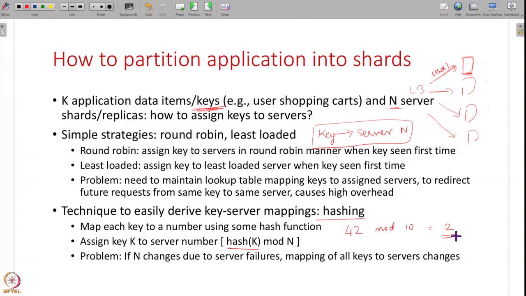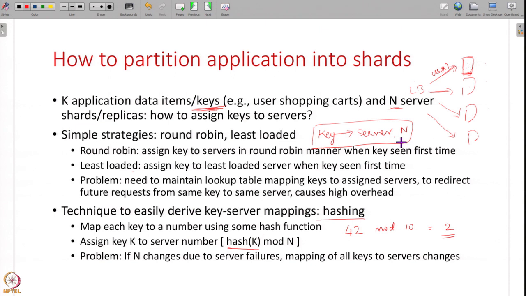In this way, given any key, you do not have to maintain any table. You can simply do this hash, do the modulo operation, and you know which server to send it to. Again, in the future, you see the same key, you do this calculation, you send it to that server. So, this is an easier way that does not require maintaining all of these mappings.